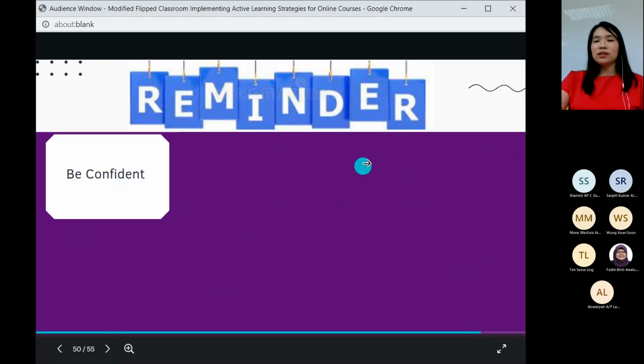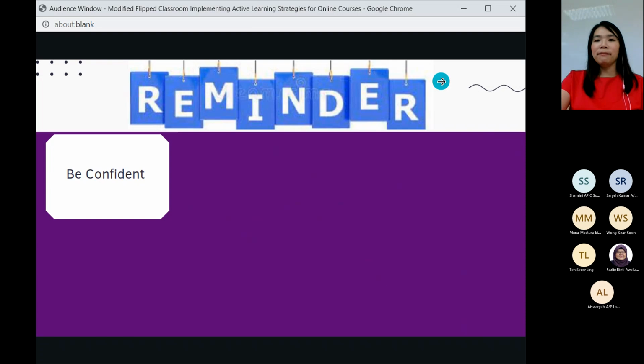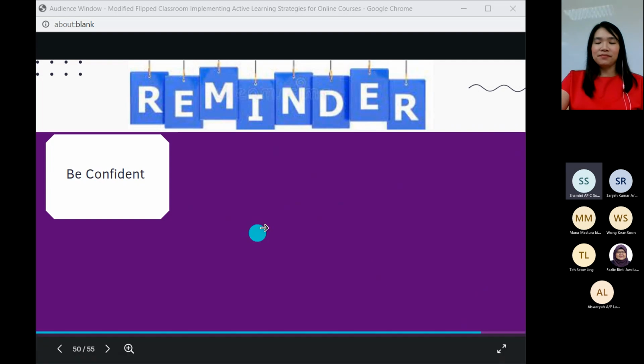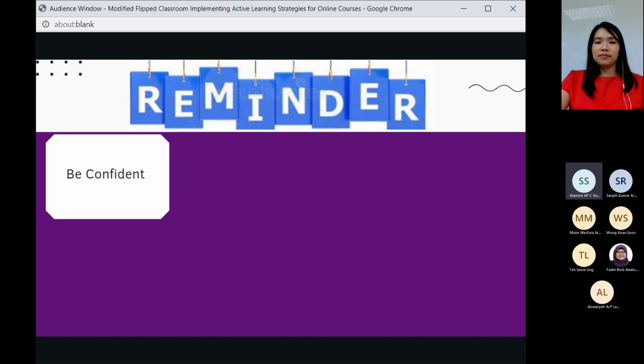Right, some of the reminders Ms. Shamini would like to give you all for your lessons. First things first, always remember when you're planning, be confident, especially when you want to carry out this task in class. Sometimes you might be too ambitious on paper, but later on, if you don't have the confidence to carry it out, it might crumble and won't be a success. So be confident when you want to carry out your task.